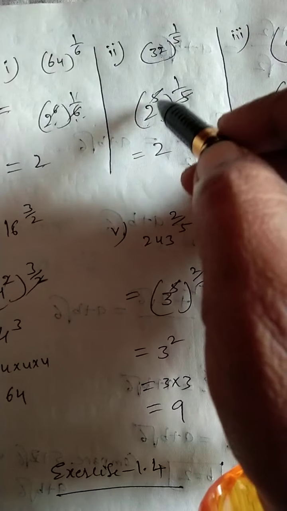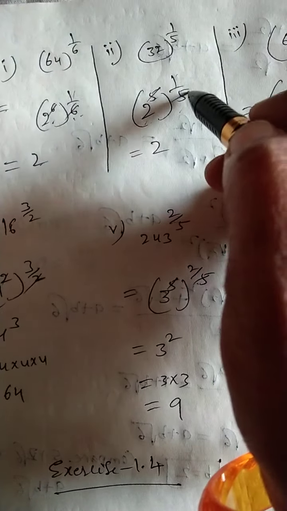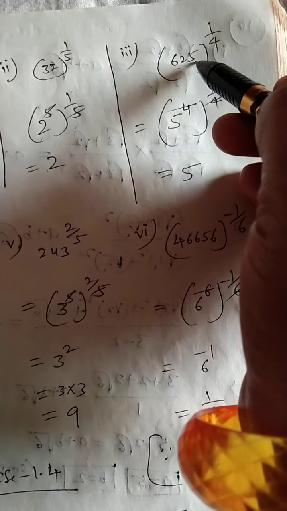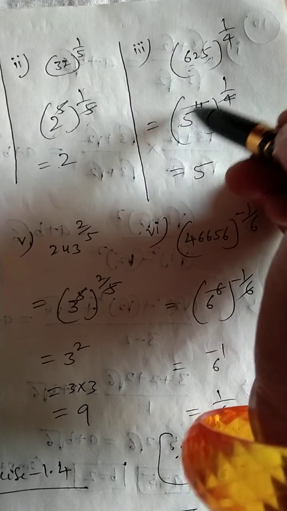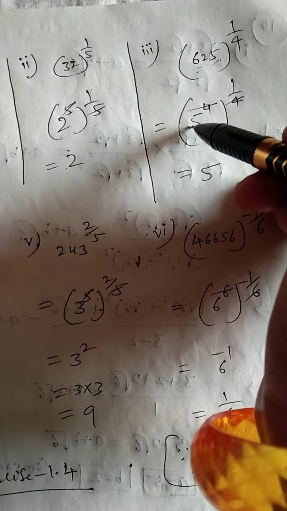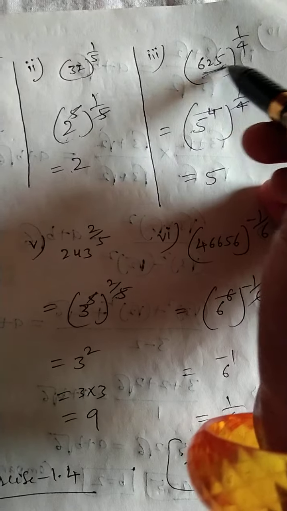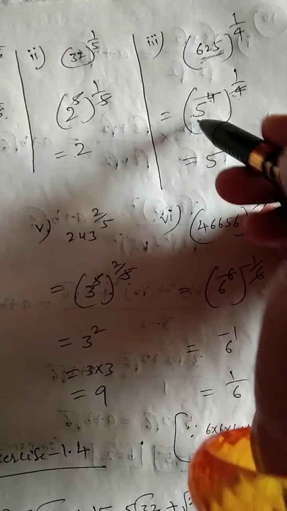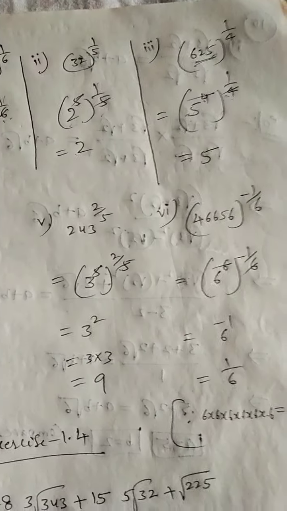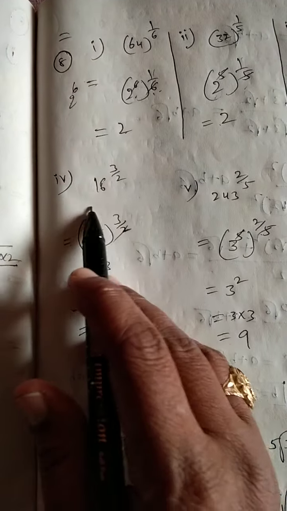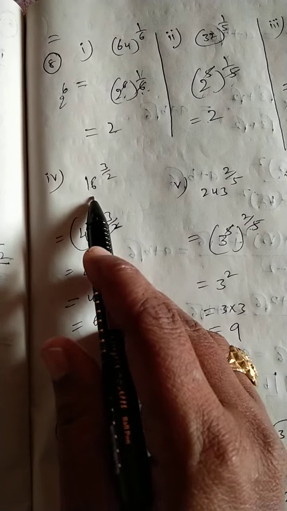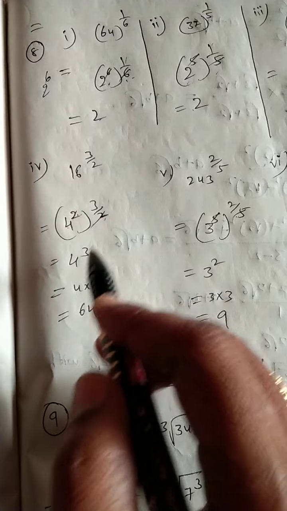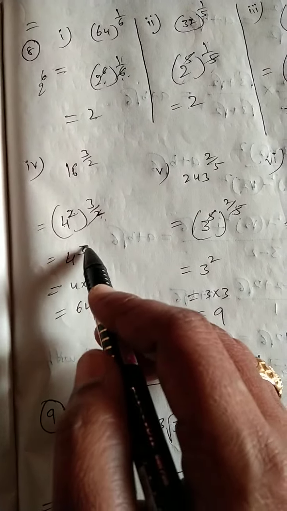32 we can write as 2 power 5 whole power 1 by 5. Numerator 5 and denominator 5 will cancel. 2 is the answer. Next, 625 we can write as 5 power 4. 4 times if you multiply 5 you will get 625. Okay, 1 by 4, this will be cancelled. Next, 5 is the answer. Next, 16 power 3 by 2. 16 we can write as 4 power 2. 4 4s are 16 now, so 3 by 2. Now 2 2 will cancel, 4 cube.